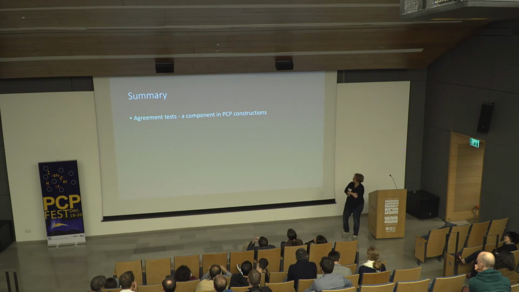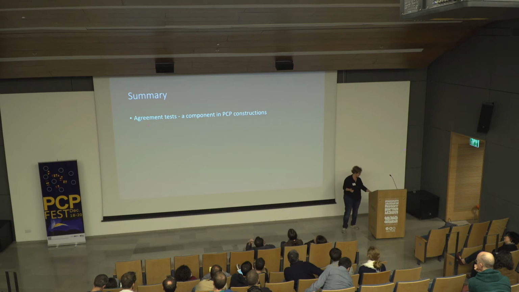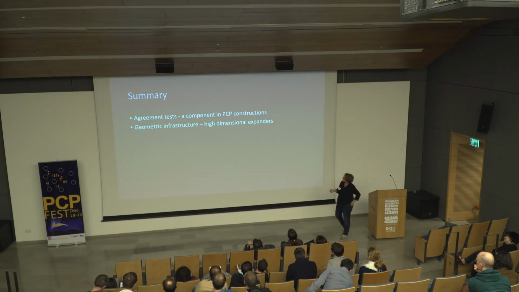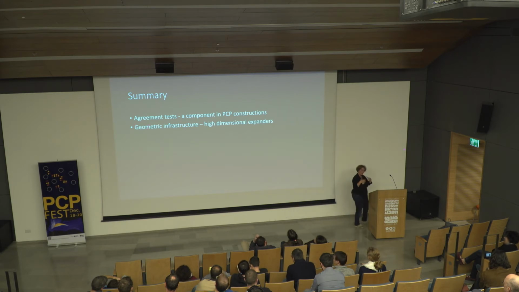I talked in the beginning about a PCP and how you construct it, and I tried to show how agreement tests play an important role. I showed how it's a component in various PCP constructions that we have. And I view it as there is some kind of geometric infrastructure to a PCP construction. I believe that this geometric infrastructure invariably is some kind of high-dimensional expander. What to do with this analogy, I don't know, but I find it very interesting to study these objects with this perspective, looking at these expanders as the geometry underlying the PCPs.